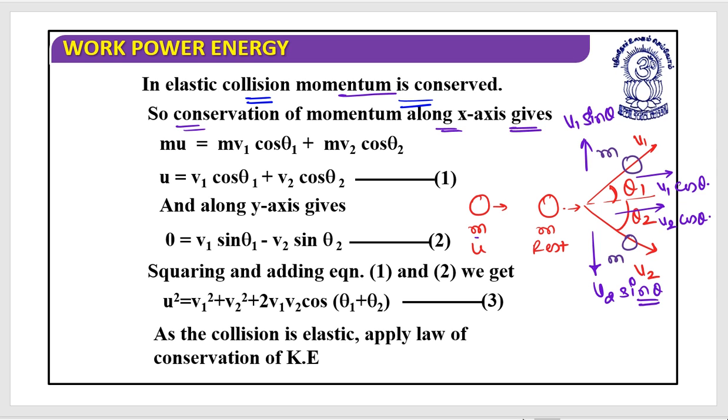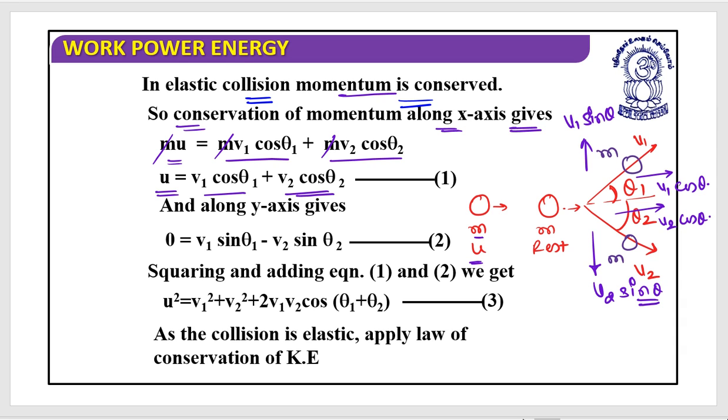we can write m into u is equal to m into v1 cos theta 1 plus m into v2 cos theta 2. From this, if I cancel m, it's u equals v1 cos theta 1 plus v2 cos theta 2. So this is the momentum conservation along the x-axis.